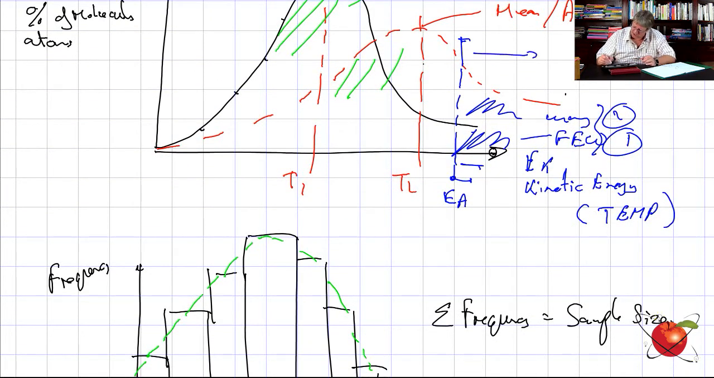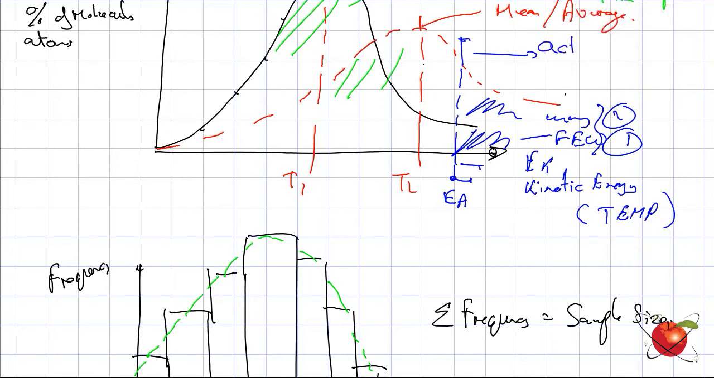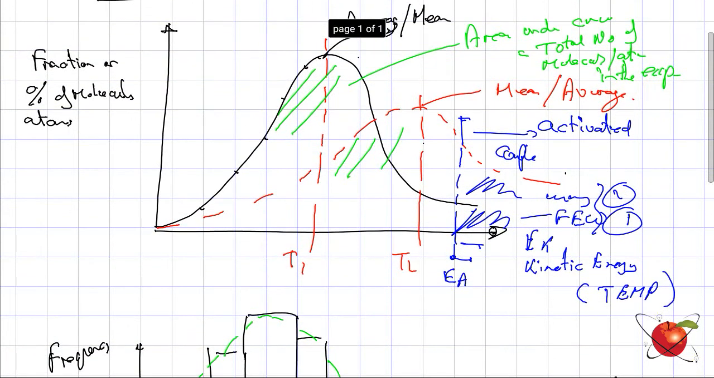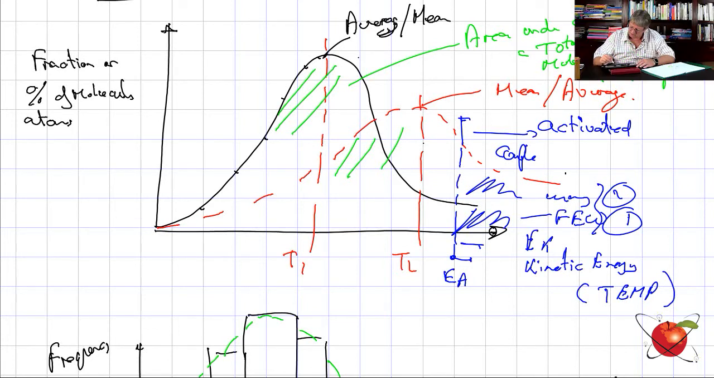Over here, this is the activated, let me just take this down. I really wish those buttons were a little more sensitive, but sadly they're not. Okay, let's take it down so that it's out of the way. Activated complex, just tidy my own writing up here.